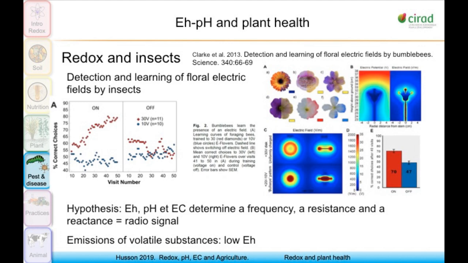They developed a device, it was 30 years ago, that can feel one potato attacked by fusarium in 100 kilogram bags of potato. It's an electrocaptor, but the captor they use is the intact antenna of beetles. So you can see that there's clearly a process like this. The emission of volatile substances, for me, it's the same. It's at low EH, and it's probably a radio signal also.